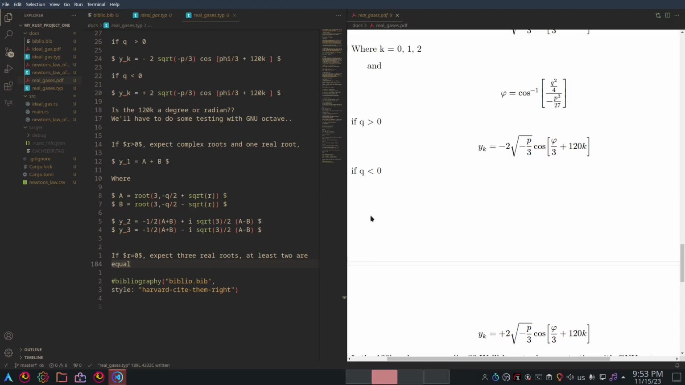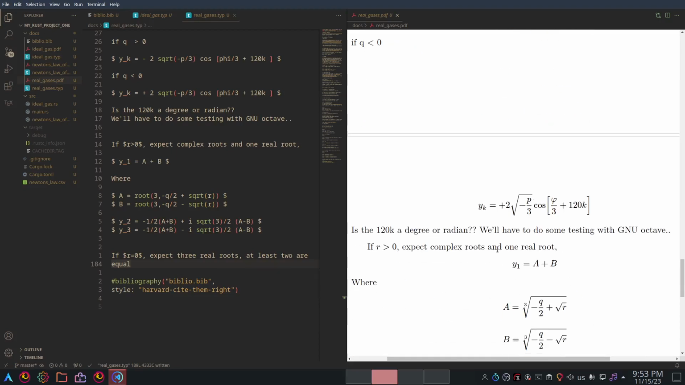So let me just show you. Maybe we'll have to do some testing with existing code that has figured out this cubic formula. And then if you want to rewrite something in Rust, we'll have to do some tests.